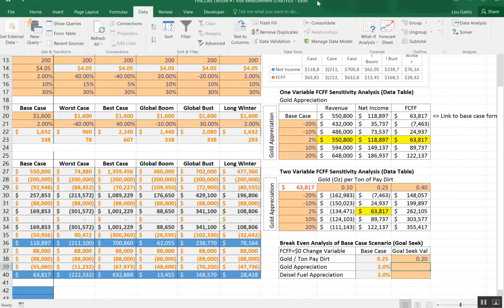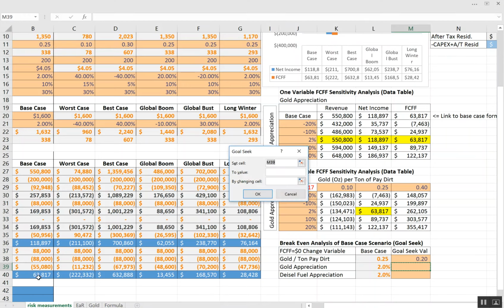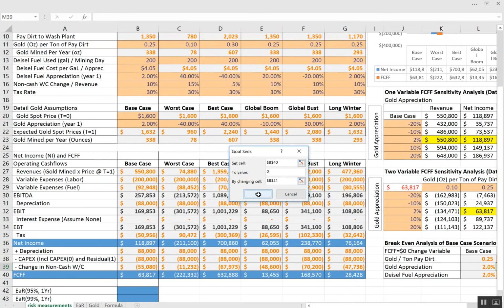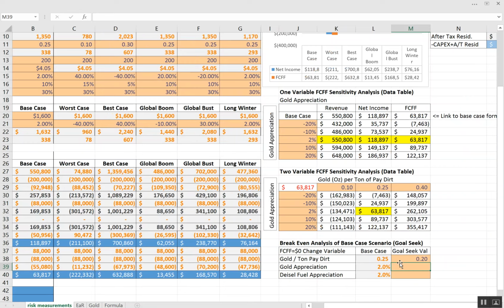And I can do the same thing by doing a what if goal seek. Set my free cash flows to 0 by changing the appreciation of gold. That's the 2% right here. I can hit OK. And it looks like if gold goes down by 17.7%, my free cash flows go negative. So I can write that in.